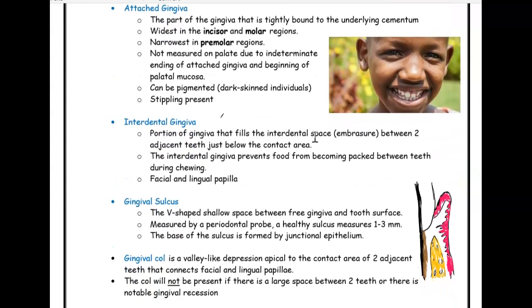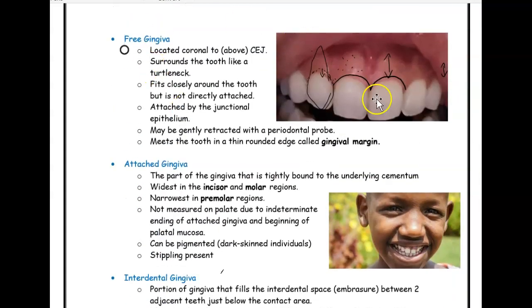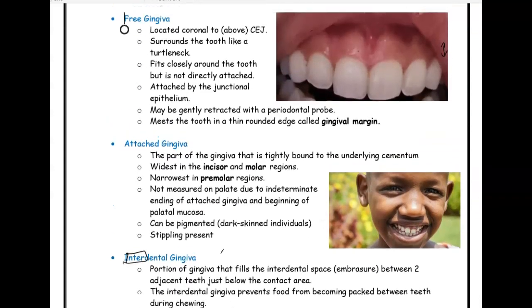All right, now let's look at interdental gingiva. Let's get an eraser and erase all this so that we don't confuse ourselves. When we're looking at the word interdental, inter means in between.